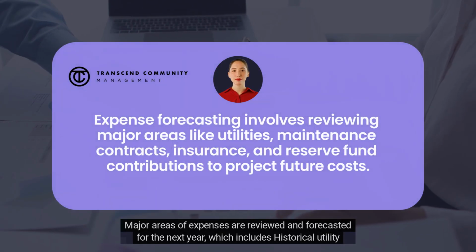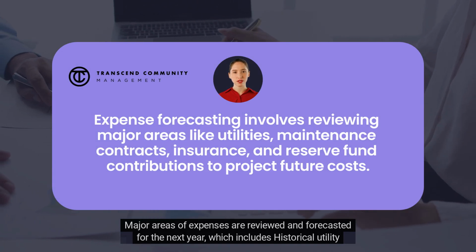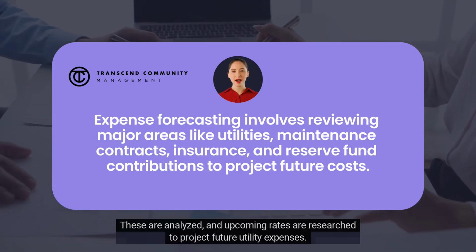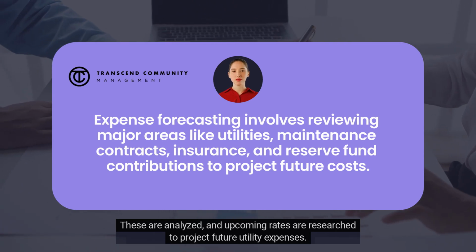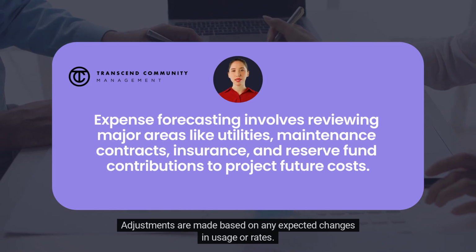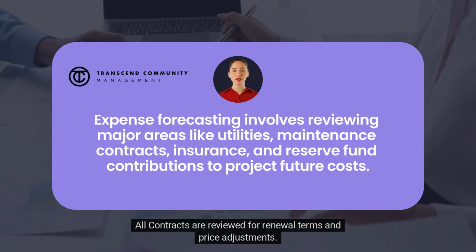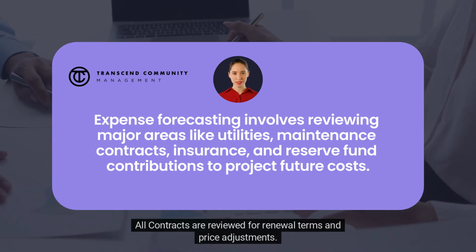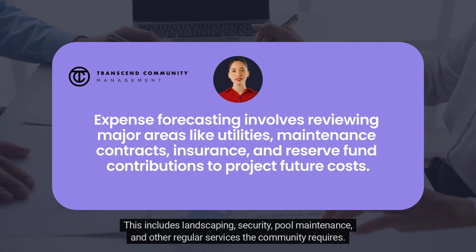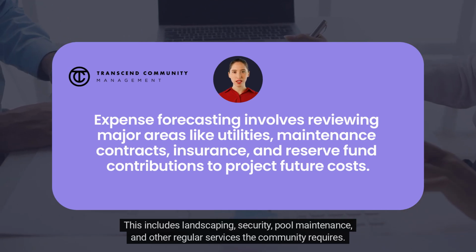Major areas of expenses are reviewed and forecasted for the next year, which includes historical utility costs. These are analyzed, and upcoming rates are researched to project future utility expenses. Adjustments are made based on any expected changes in usage or rates. All contracts are reviewed for renewal terms and price adjustments. This includes landscaping, security, pool maintenance, and other regular services the community requires.